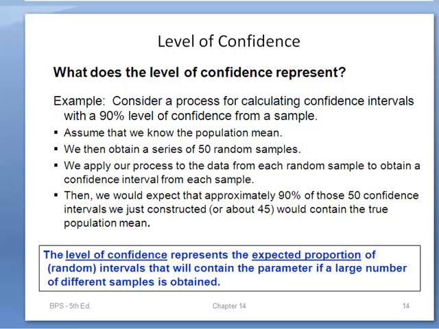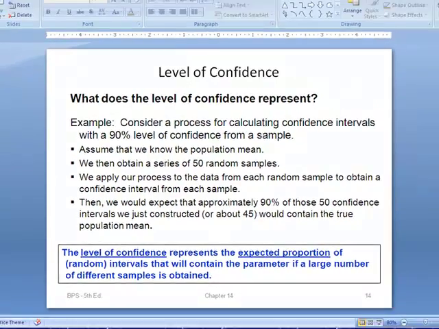What we would expect is that 90% of these confidence intervals, of these 50 confidence intervals we just constructed, would contain the true population mean. So about 45 of them would contain the mean, 5 would not. So the level of confidence represents the expected proportion of these random confidence intervals that we made that will contain the parameter if a large number of different samples is obtained.